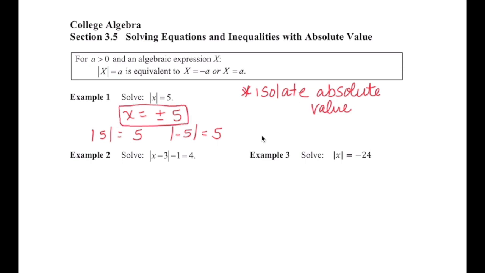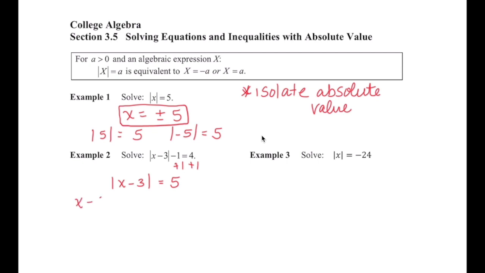In example 2, I have the absolute value of x minus 3, minus 1, equal to 4. I need to isolate that absolute value, so I'm going to add 1 to both sides. So now I have the absolute value of x minus 3 is equal to 5. Well, I know that I'll have two solutions, one positive and one negative.